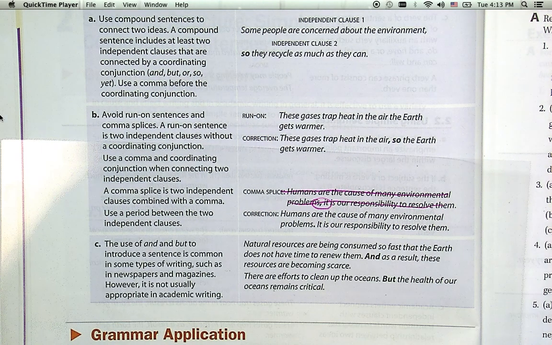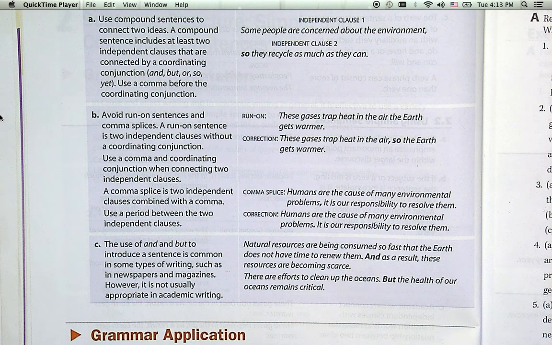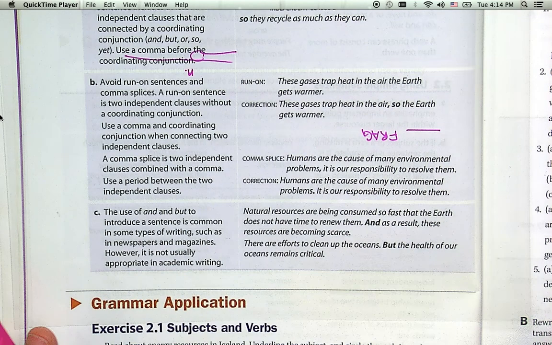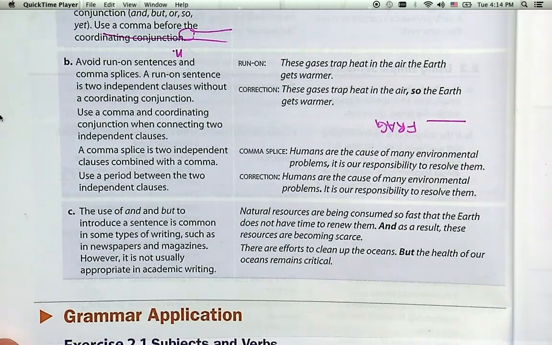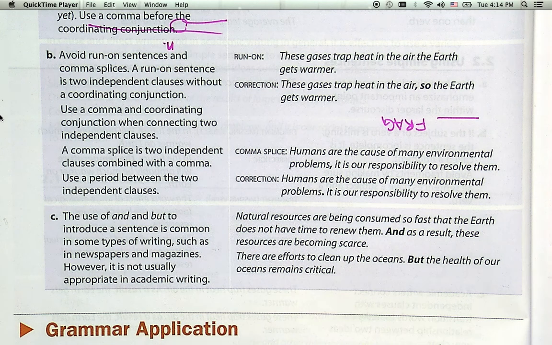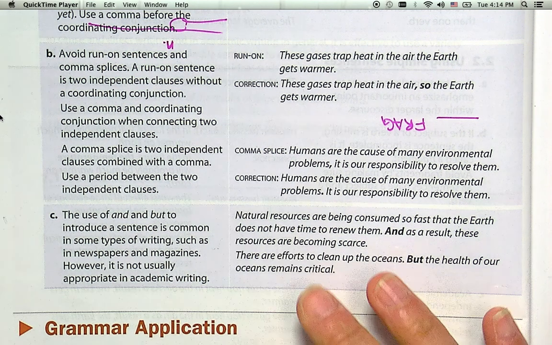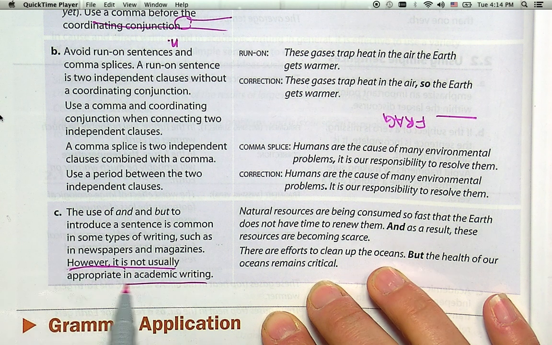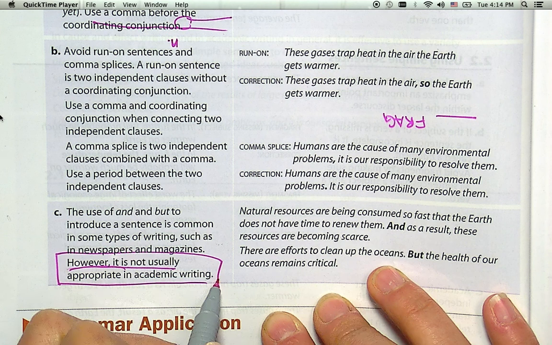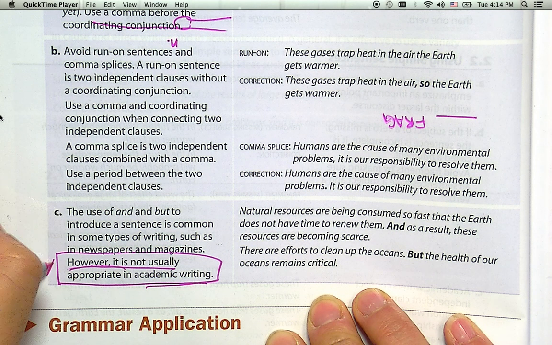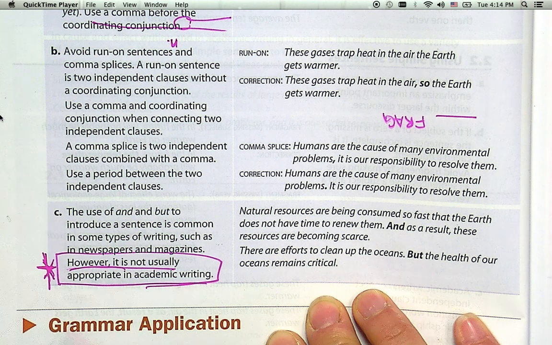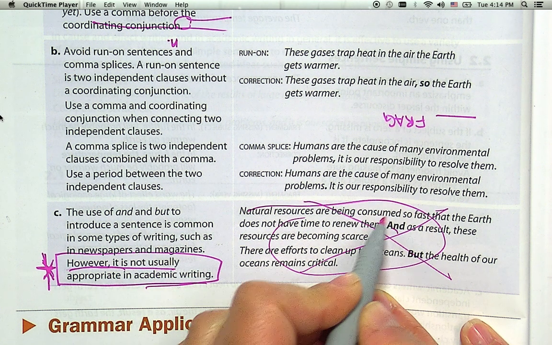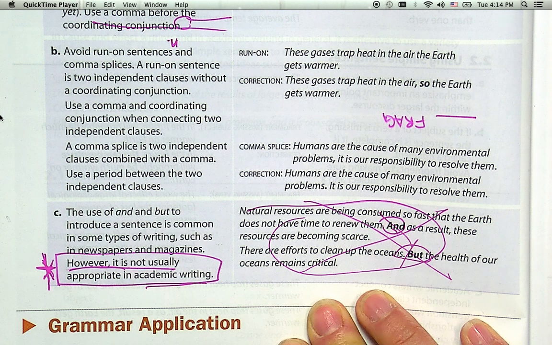The last thing, this is a really important note. It says the use of and or but to introduce a sentence is common in some types of writing, such as newspapers and magazines. However, it is not appropriate in academic writing. So in your book, I'd like you to make a little star here, and I want you to cross this part out so that you remember that this is inappropriate for academic writing.